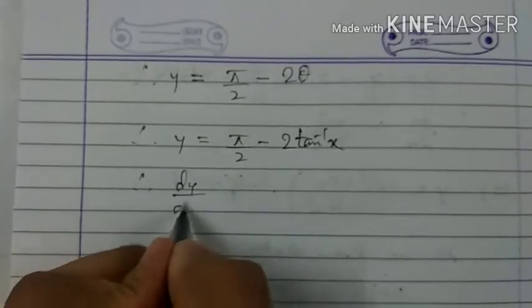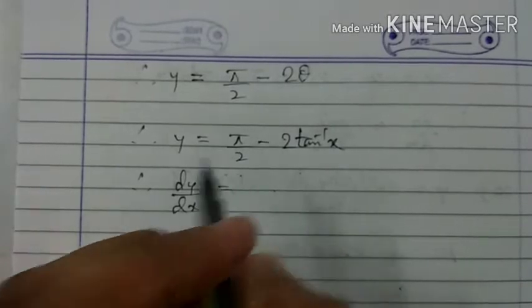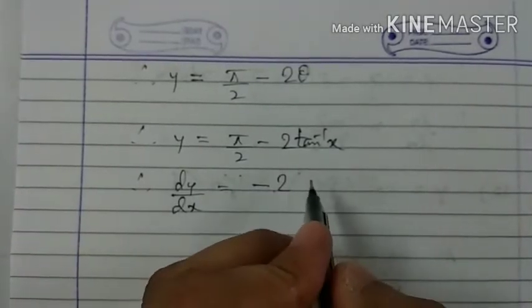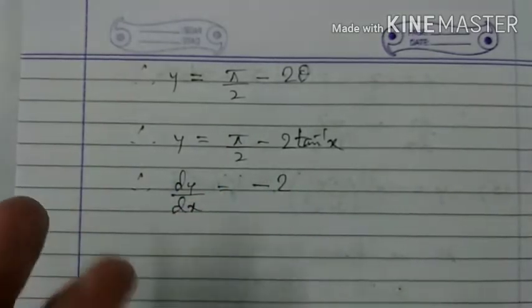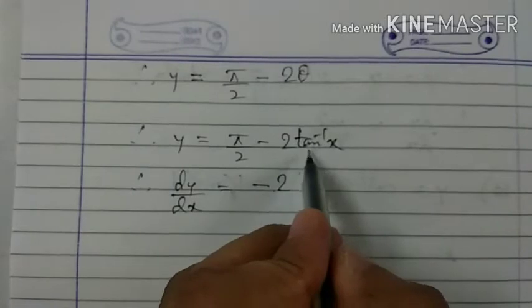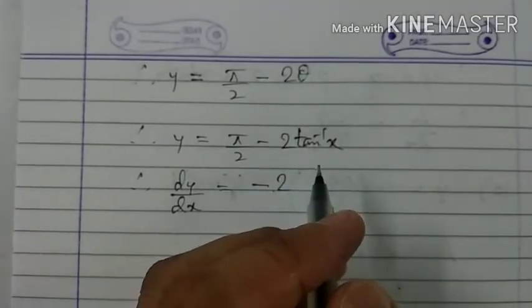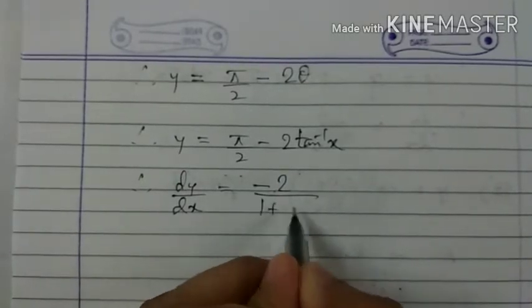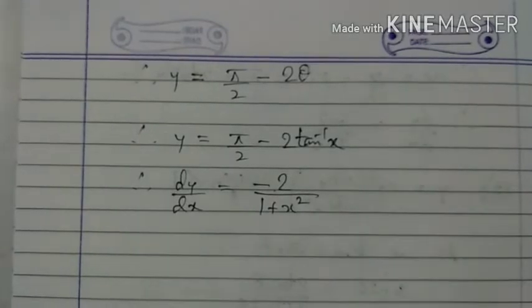Now by taking the derivative with respect to x, dy by dx: the derivative of pi by 2, which is a constant, is 0. The coefficient minus 2 remains as it is, and the derivative of tan inverse x is 1 upon 1 plus x square. So dy by dx is minus 2 upon 1 plus x square. This is our final answer.